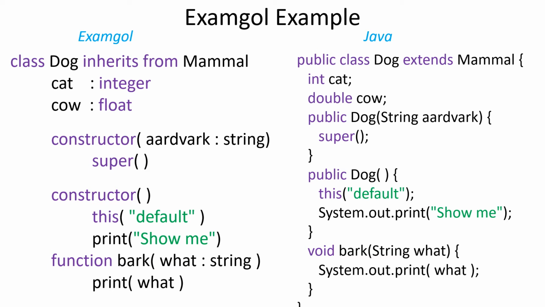Here's an example of ExamGault and Java for the same program. You can see instead of saying extends, ExamGault inherits from. The type of a variable is declared after the variable name with a colon, and that includes parameters. After that, it's pretty much like Java, except the syntax is different. No semicolons.